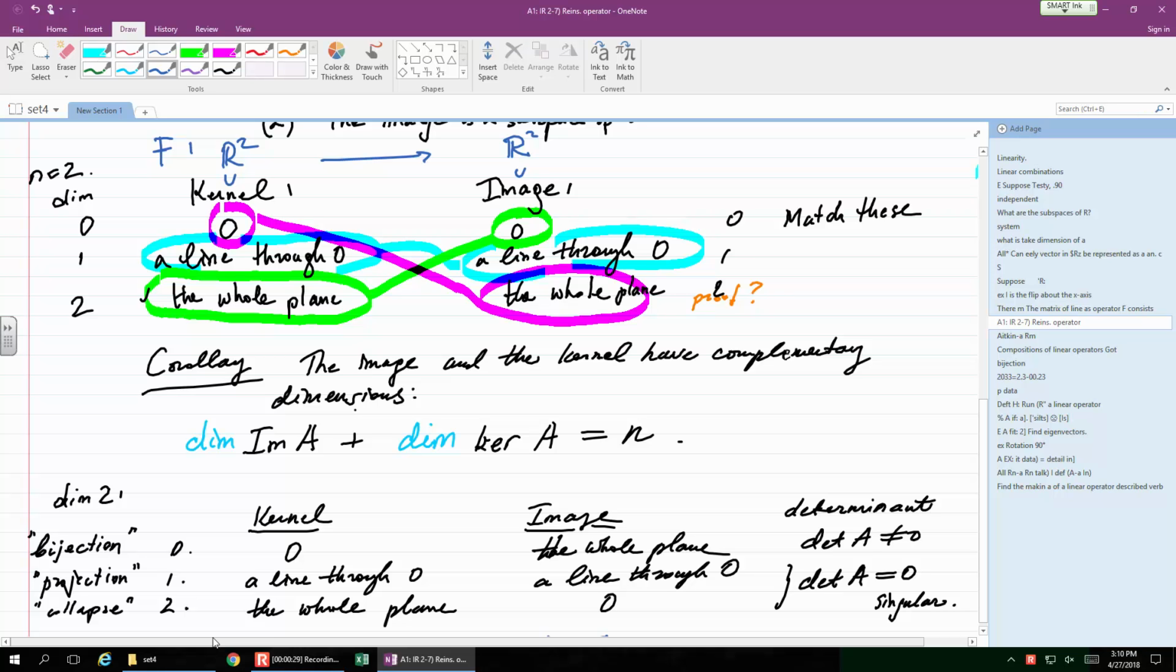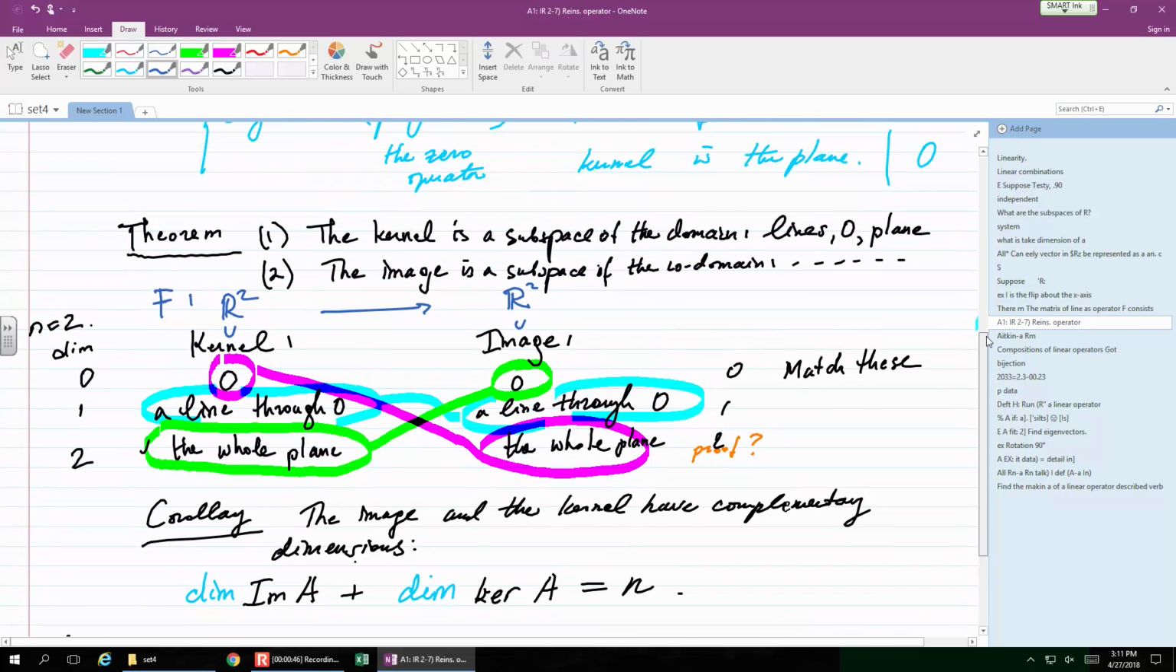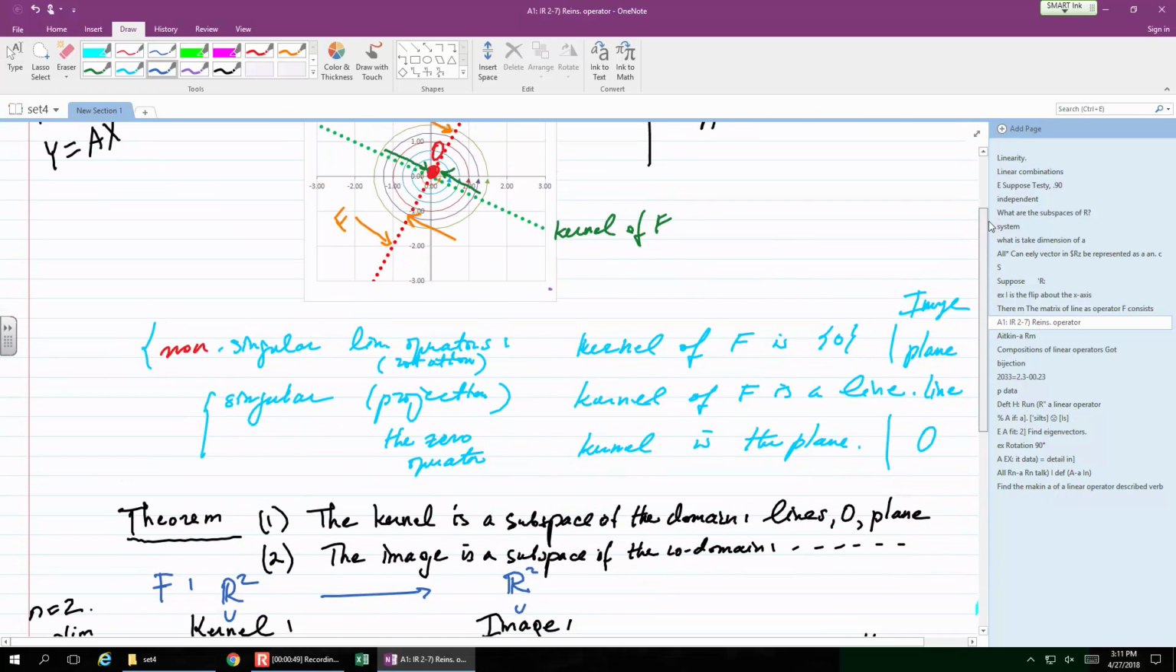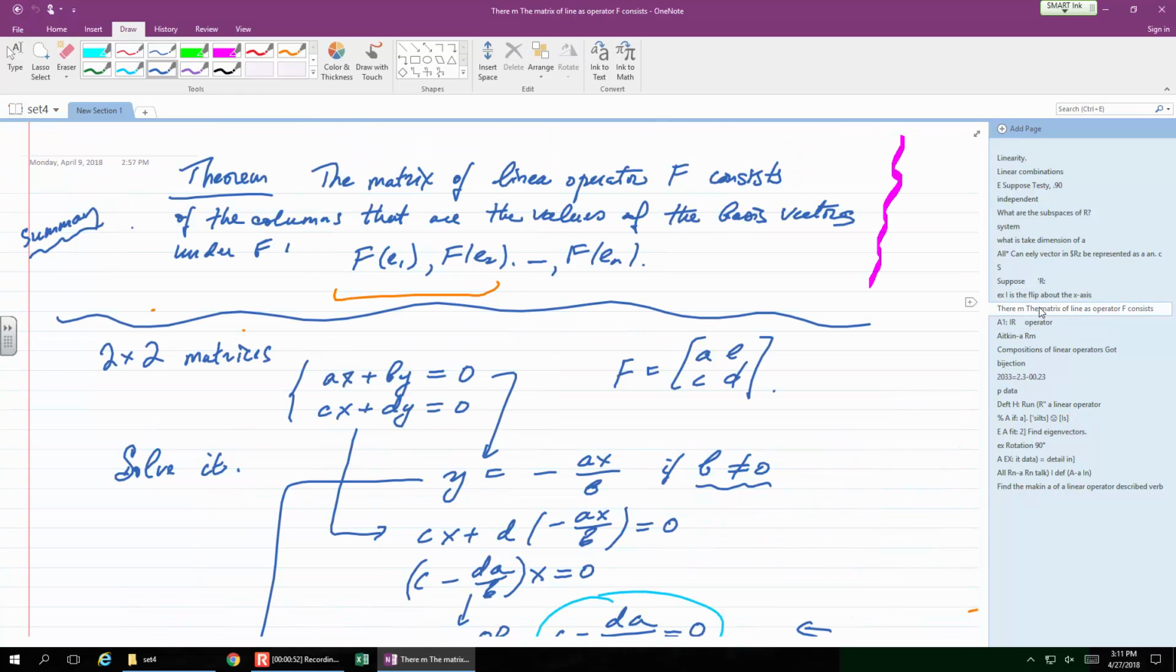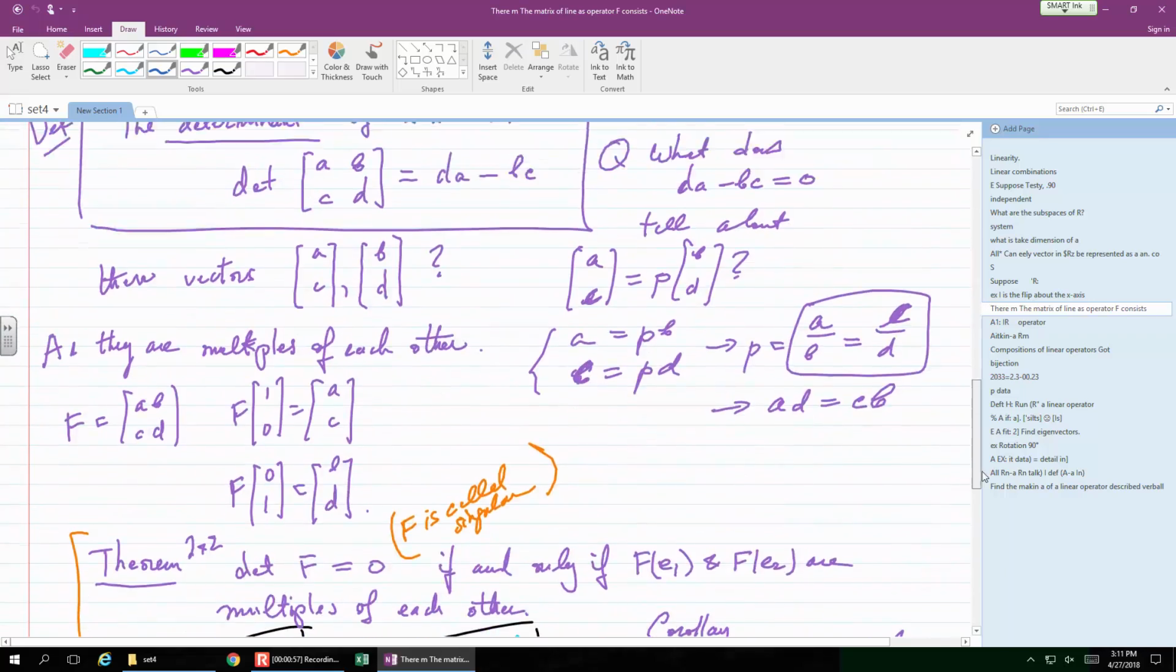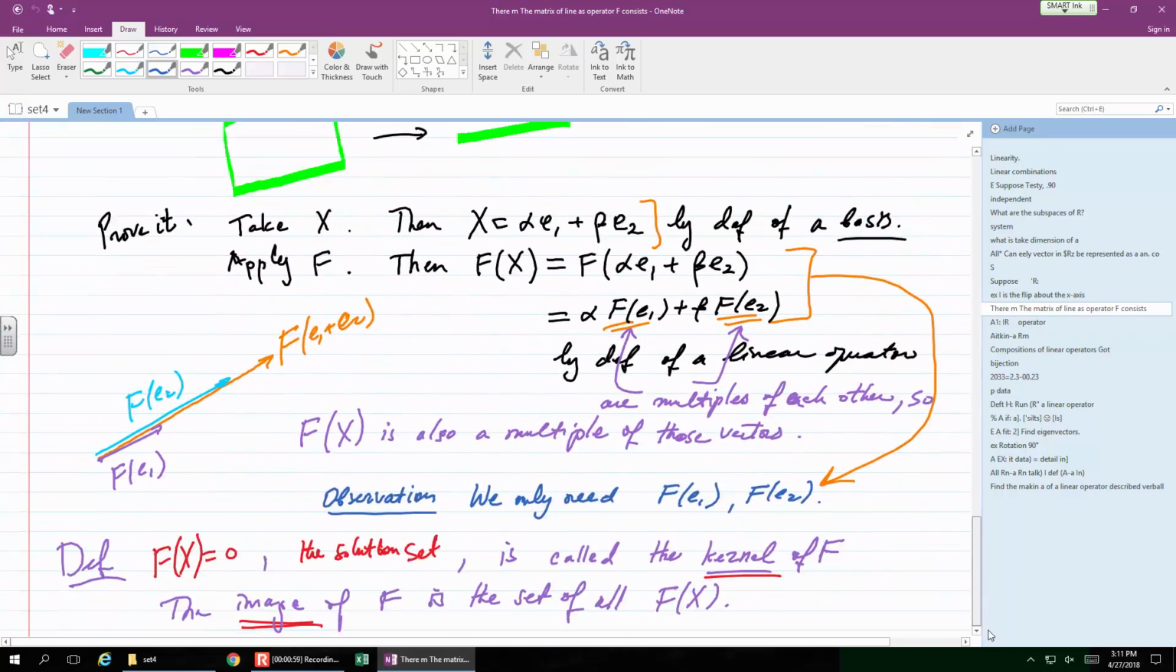What is worth adding here is what's so special about linear operators, especially important: what inputs will give you 0, and that's the kernel. Okay, let me scroll this up. Here's the definition. That is the kernel and the image, yes.